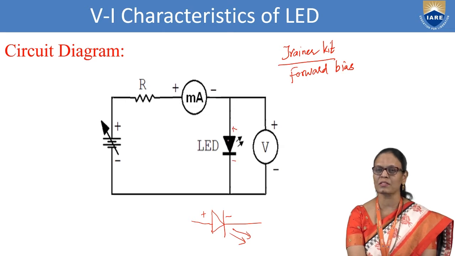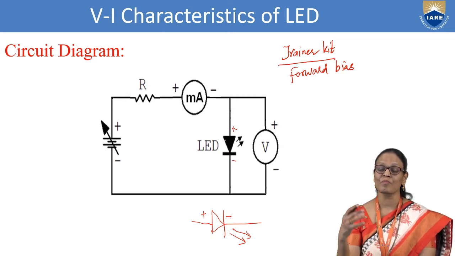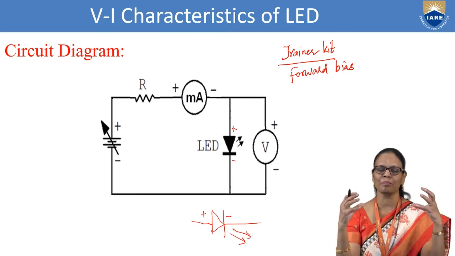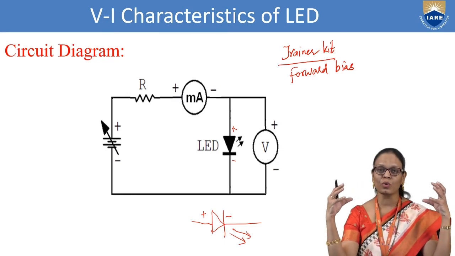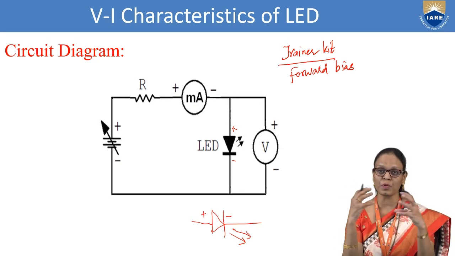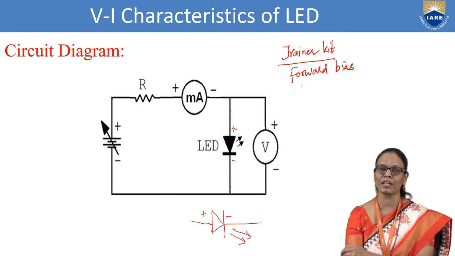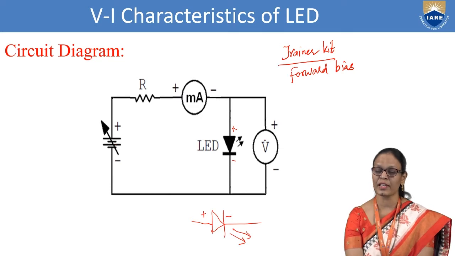When we do this, the electrons on the N side and the holes on the P side will get the energy to cross the junction. They are pushed across the junction because of the forward bias, so that this recombination of charges can take place. So we have an LED which is connected in the forward bias. Then there is a voltmeter to measure the voltage, and the voltmeter is always connected across the LED, so we always connect it in parallel in a circuit.